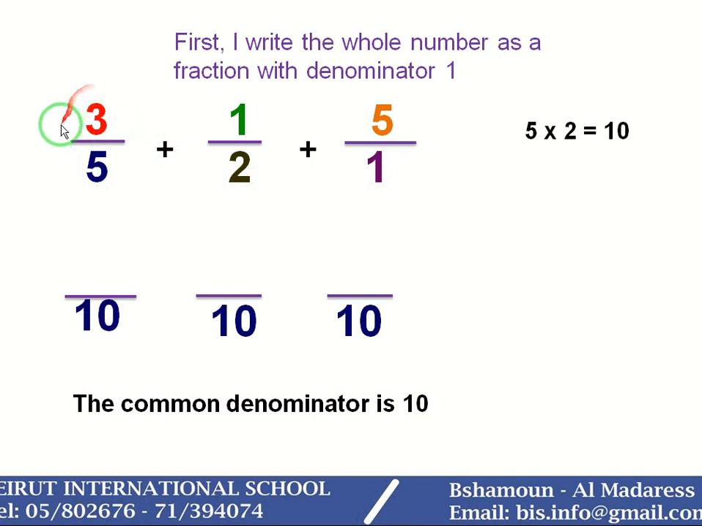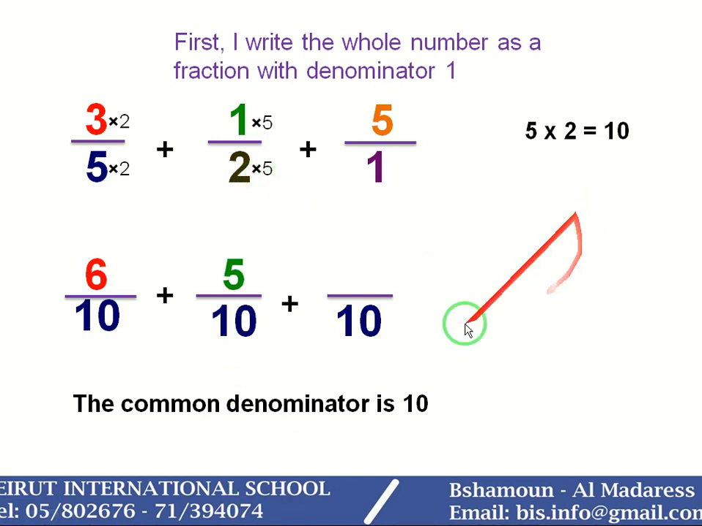Now I write the 3 over 5 as a fraction with denominator 10. So I multiply the numerator and the denominator by 2 and I get 6 over 10. Plus I multiply by 5 in the 1 over 2, the numerator and the denominator, and I get 5 over 10. Plus, in this fraction I multiply by 10, the numerator and the denominator, and I get 50 over 10.